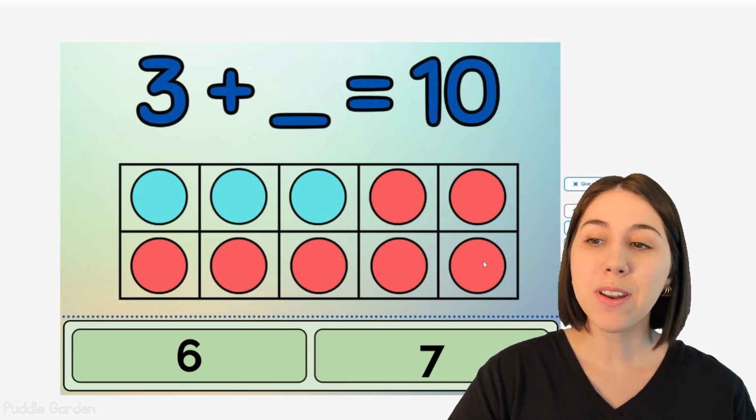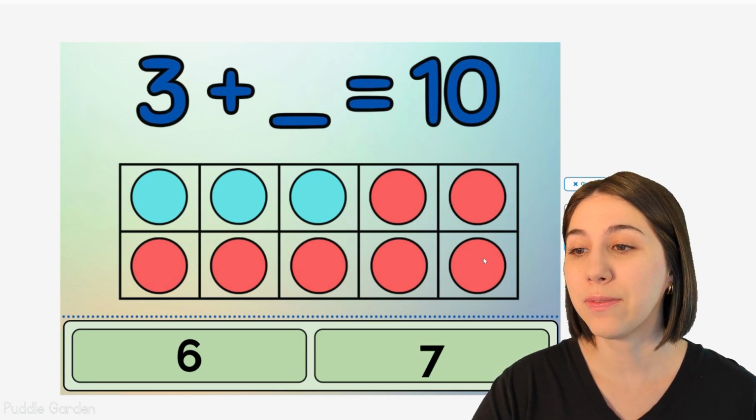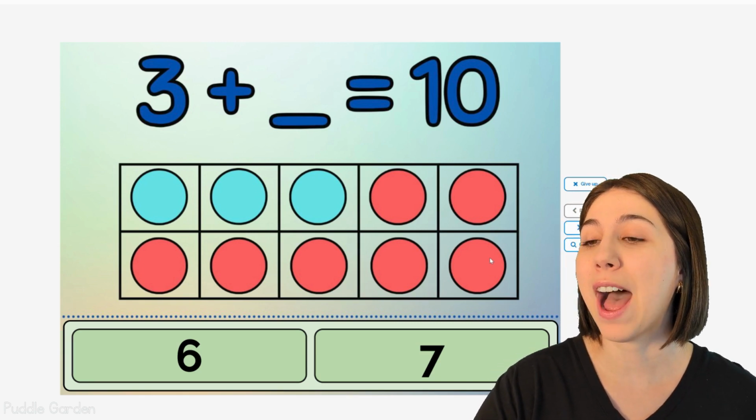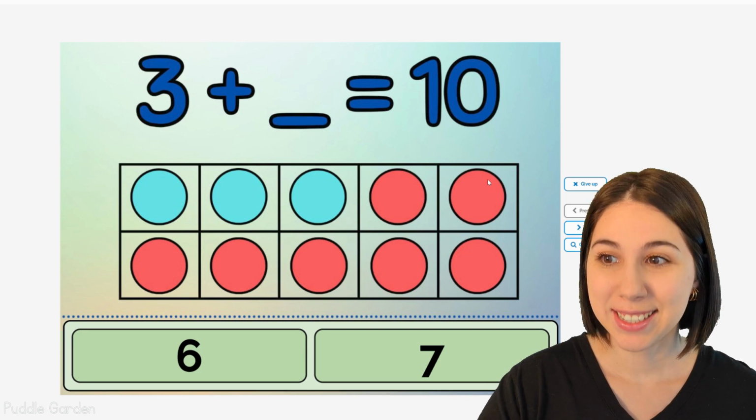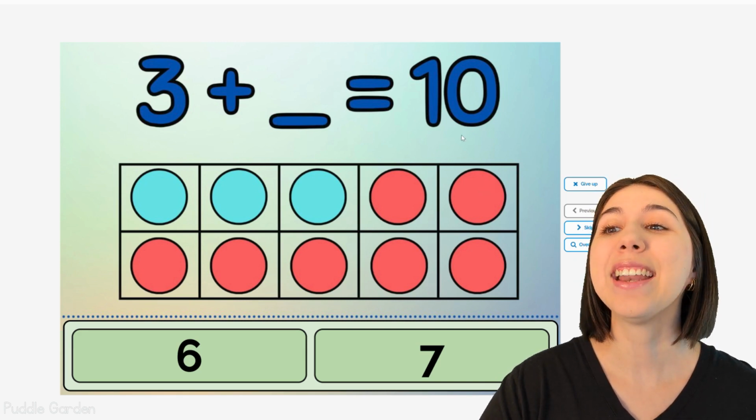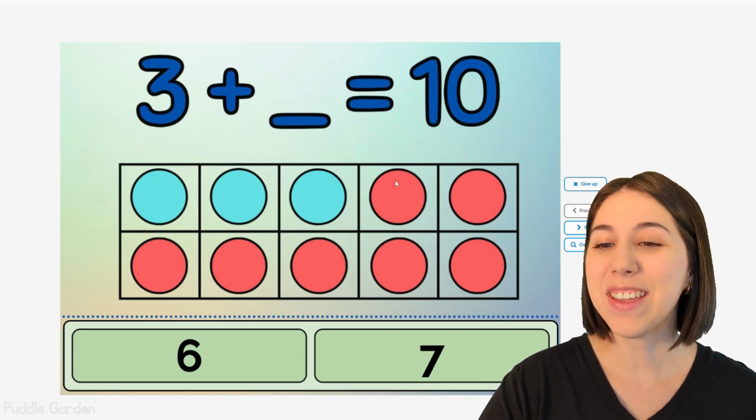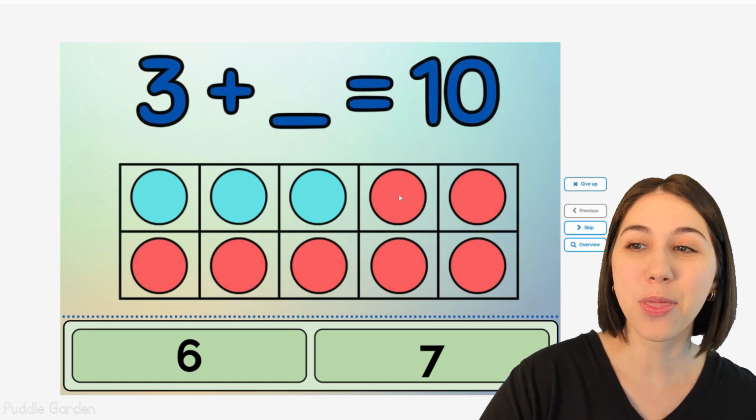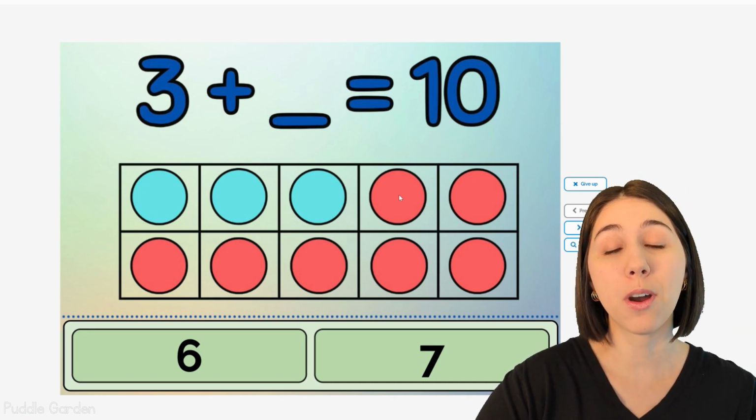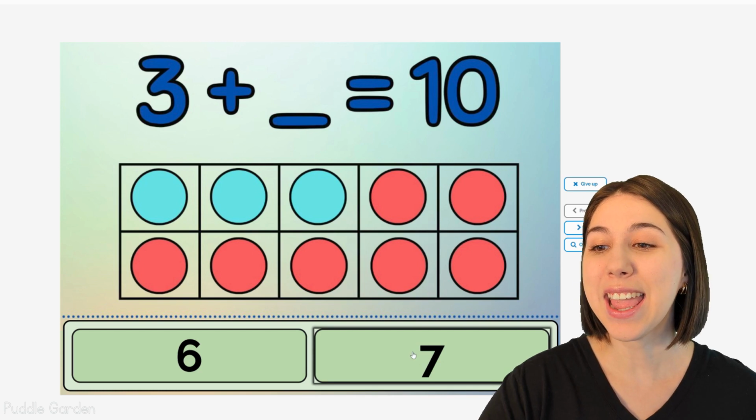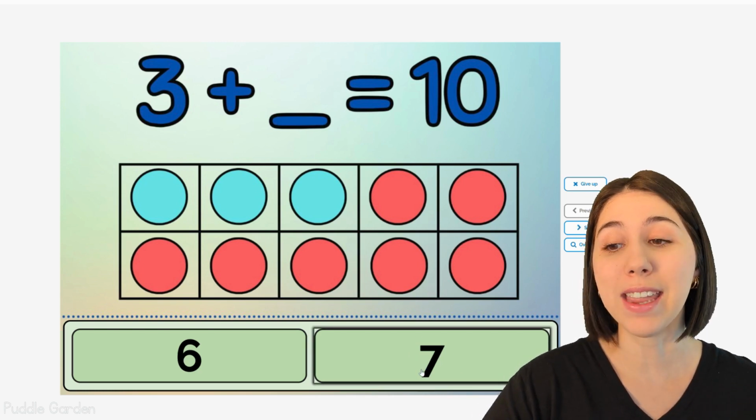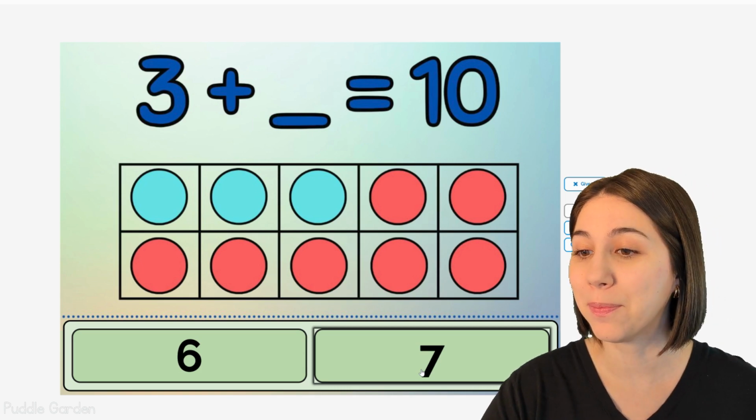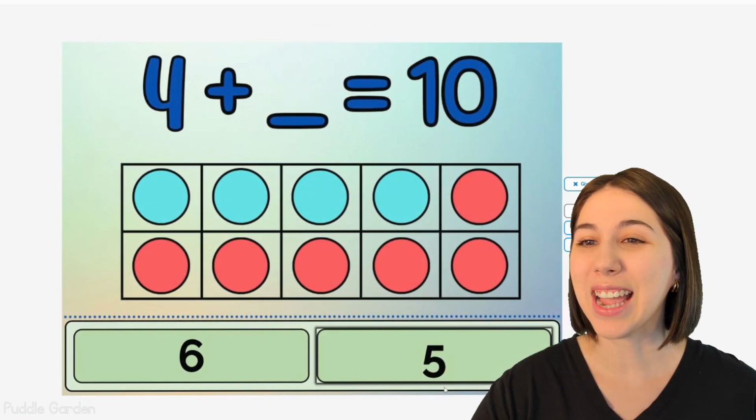So what would happen if we count on? We know there's 5. What comes after 5? 6 and 7. Nice job. So if we have 3 and we add 7 more, that equals 10. So we had 3 and we added 7 more, and we made 10. We filled out our tens frame. And we got it correct.